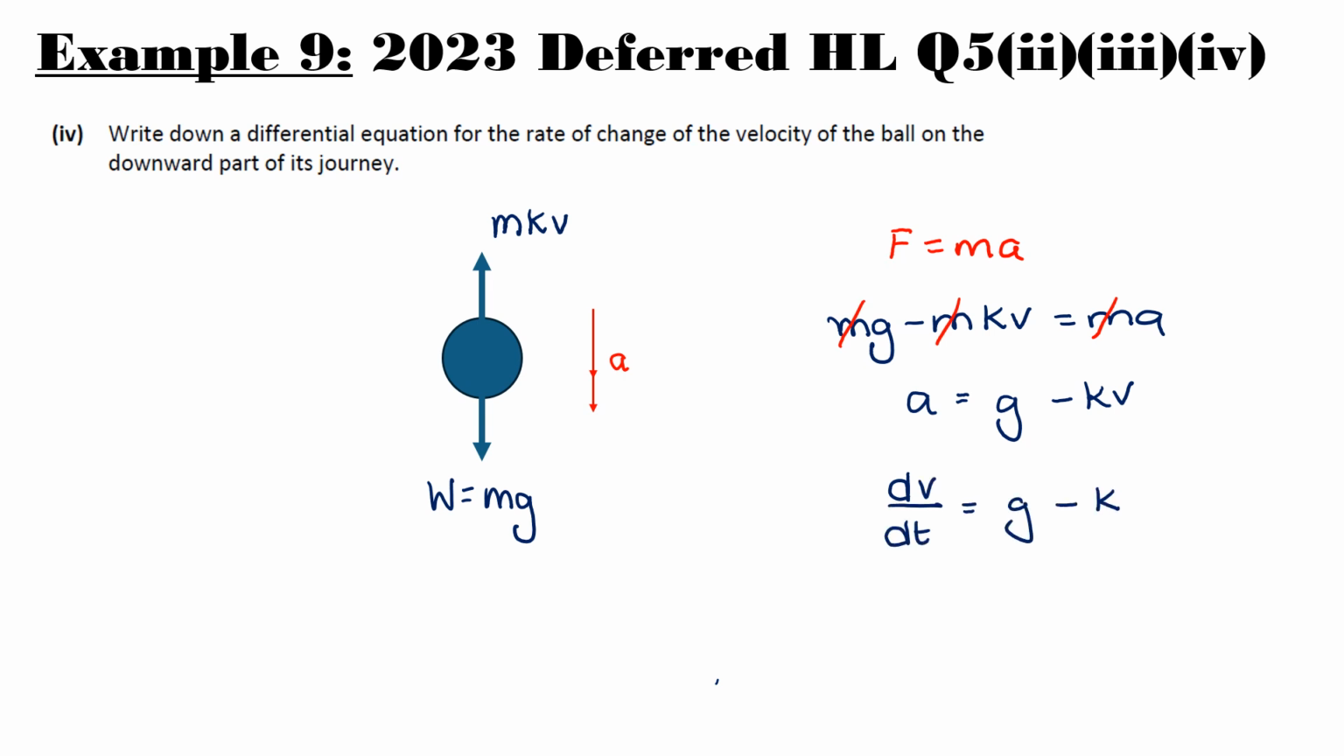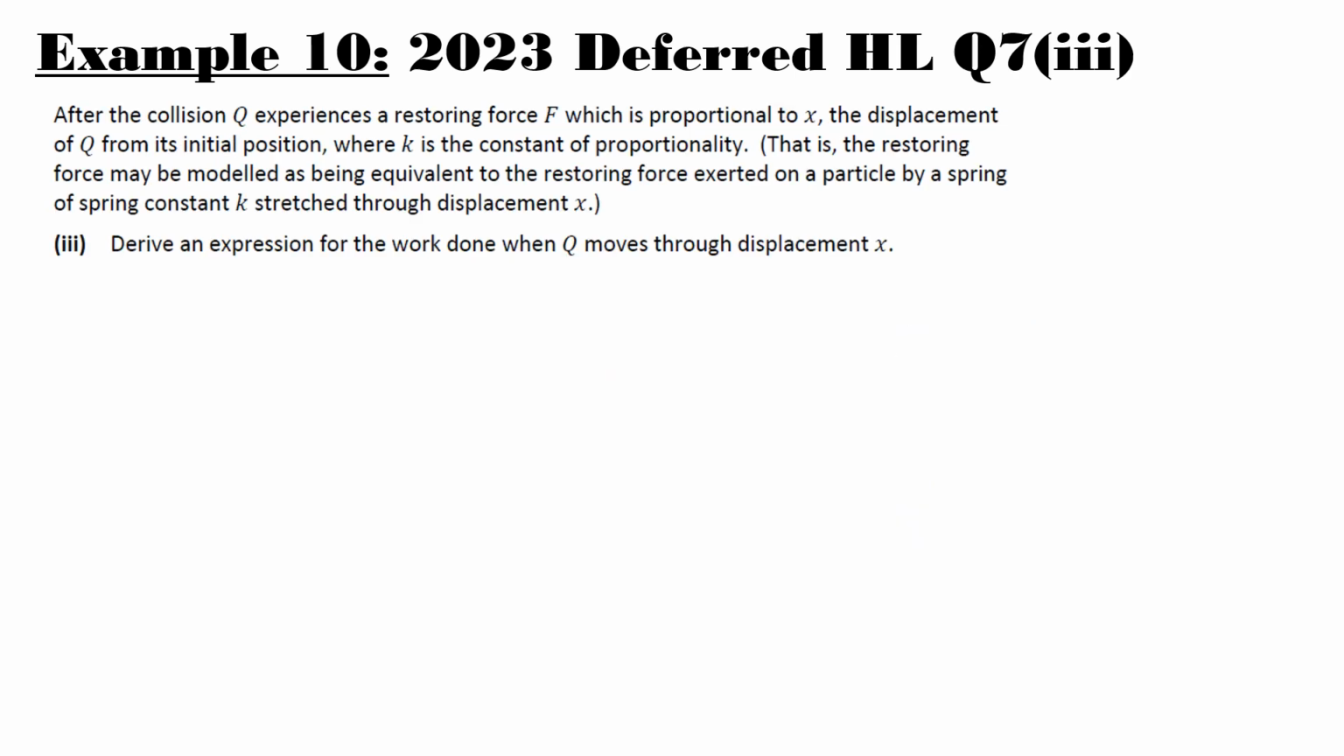equal to g minus kv. So this question comes from the 2023 deferred higher level paper and it's question 7, part 3. After the collision Q experiences a restoring force F, which is proportional to x, the displacement of Q from its initial position, where K is the constant of proportionality.